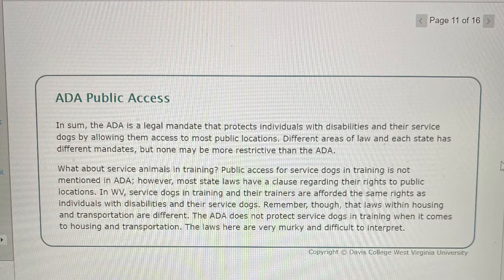What about service animals in training? Public access for service dogs in training is not mentioned in the ADA. However, most state laws have a clause regarding their rights to public locations. In West Virginia, service dogs in training and their trainers are afforded the same rights as individuals with disabilities and their service dogs. Remember, though, that laws within housing and transportation are different. The ADA does not protect service dogs in training when it comes to housing and transportation. The laws here are very murky and difficult to interpret.